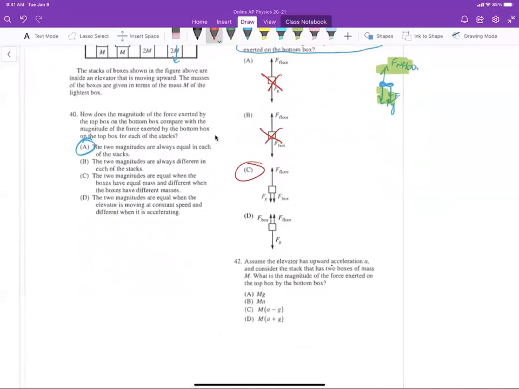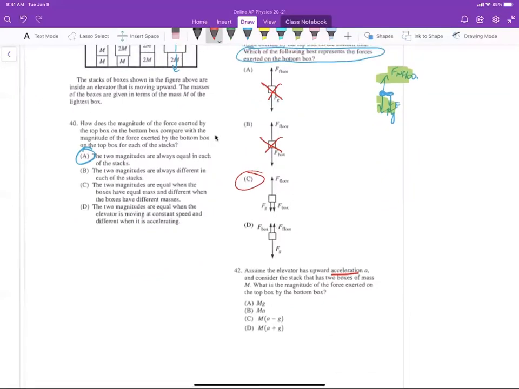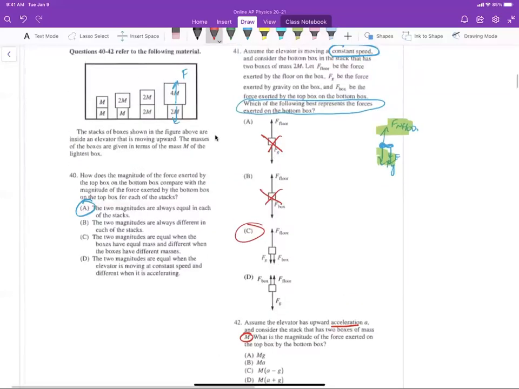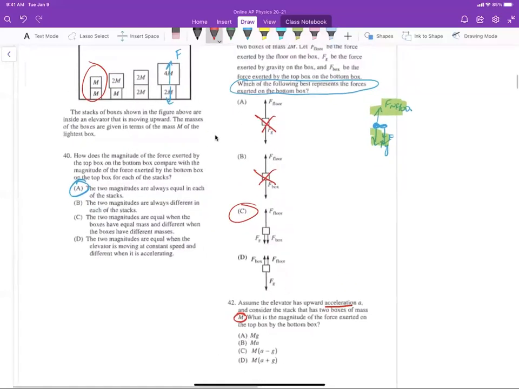Assume the elevator has an acceleration upwards of A. Consider the stack that has two boxes of mass M. So we're looking at this box right here. What is the magnitude of the force exerted on the top box by the bottom box? Top box. Looking at the top box.